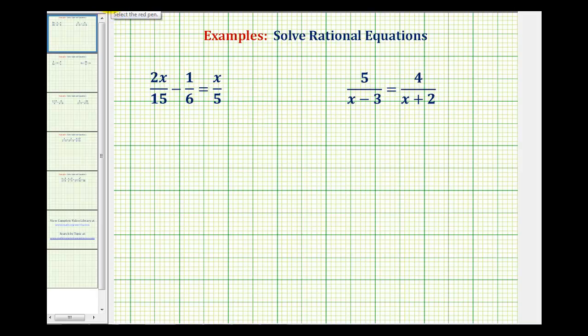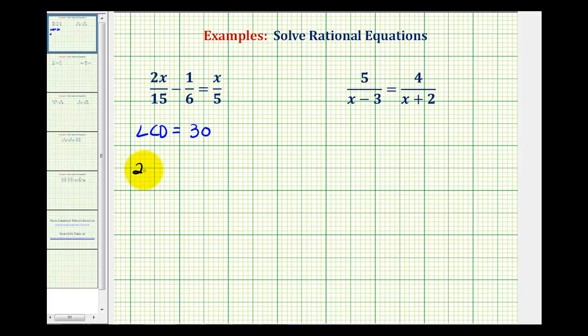Well, that would have to be the least common multiple or least common denominator of 15, 6, and 5, which would be 30. 30 is the smallest number that's a multiple of all three of these numbers, and also the smallest number that would divide evenly by all three of these. Which means we're going to multiply both sides of the equation, or each term, by 30.